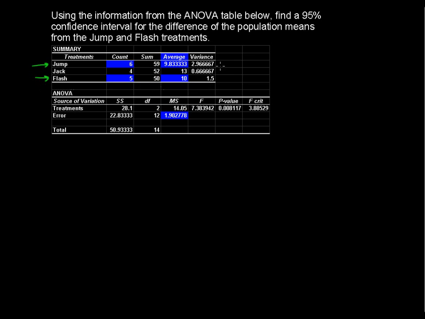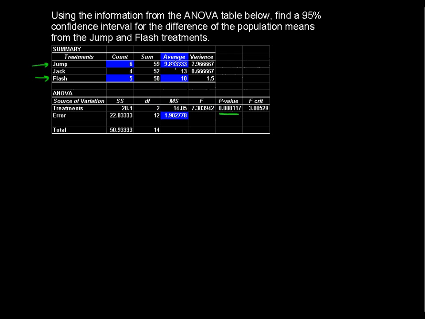Suppose you performed an ANOVA test on this, testing the null hypothesis that all of the means were the same, and the alternative hypothesis that at least one of them was different. And you get this very low p-value, which would cause you to reject the null hypothesis in favor of the alternative, which says at least one of the population means is different from the others. And it's probably this Jack.